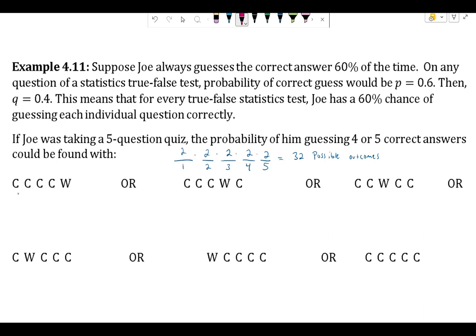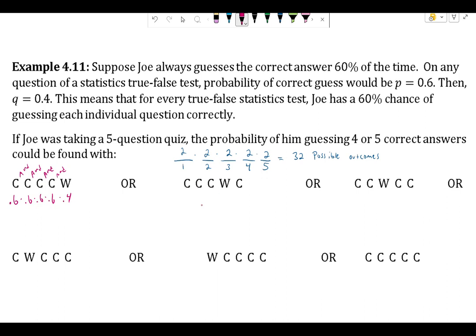So if we have a 5-question multiple choice test, the probability of guessing the first question correctly is 60%, and the probability of guessing the second question correctly is 60%, and the probability of guessing the third question correctly is 60%, and the probability of guessing the fourth question correctly is 60%, and the probability of guessing the 5th question incorrectly, or wrong, is 40%. Because of our rules of probability, whenever we have the AND connector, we're going to multiply them. So we would get 0.6 times 0.6 times 0.6 times 0.6 times 0.4.